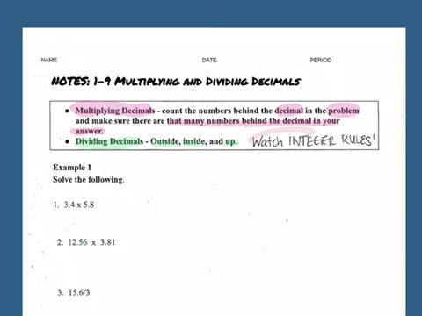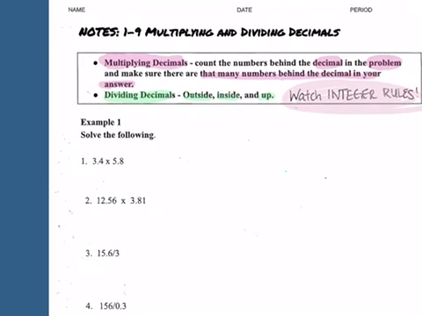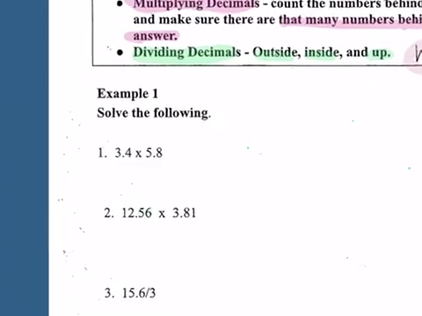And then watch your integer rules for all of them. So remember integer rules, if we are multiplying and dividing and you have the same signs, what is your answer always going to be? Negative. No, positive. If they're different signs, what's your answer always going to be? Negative.